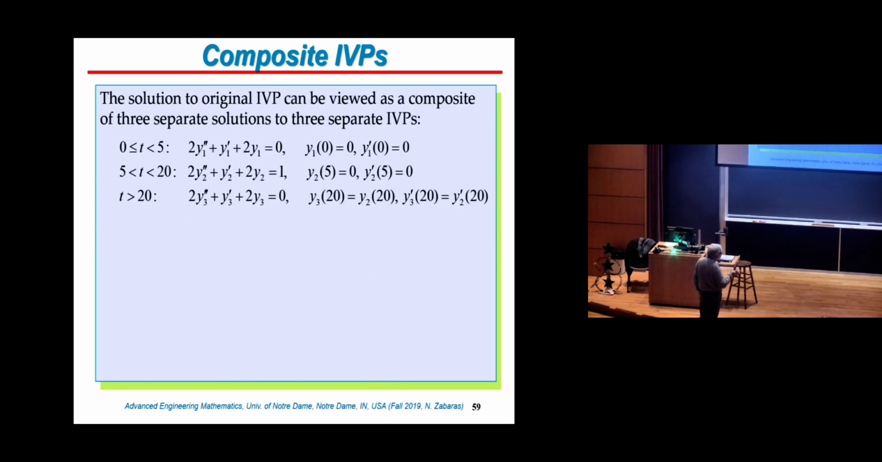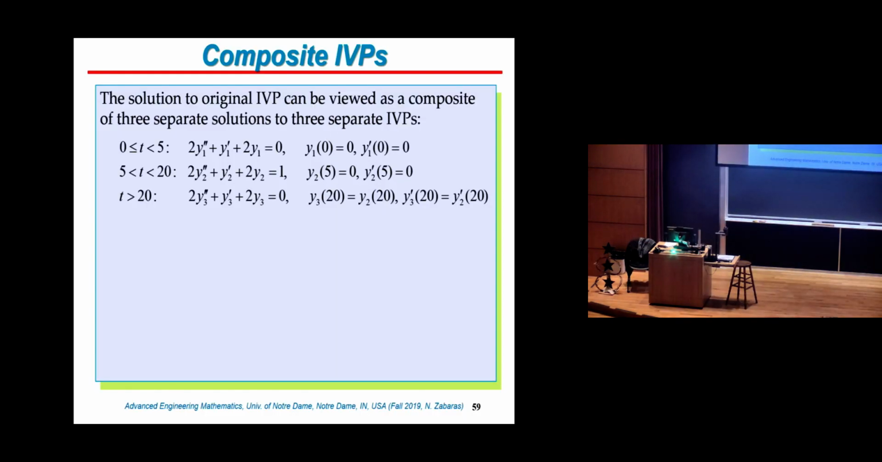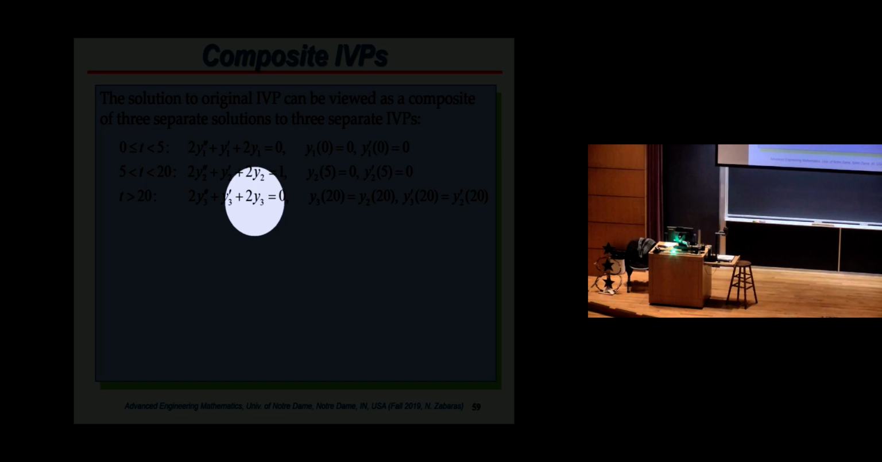Now, if you want to actually do this problem with the old techniques that we learned on solving linear initial value problems or ordinary differential equations, effectively you are going to have to solve 3 different problems. The first problem will be from the interval 0 to 5 with 0 external force, then from 5 to 20 with external force equal to 1, and then after 20 with external force equal to 0. And then you're going to have to match the initial conditions for each of these solutions, y1, y2, y3.